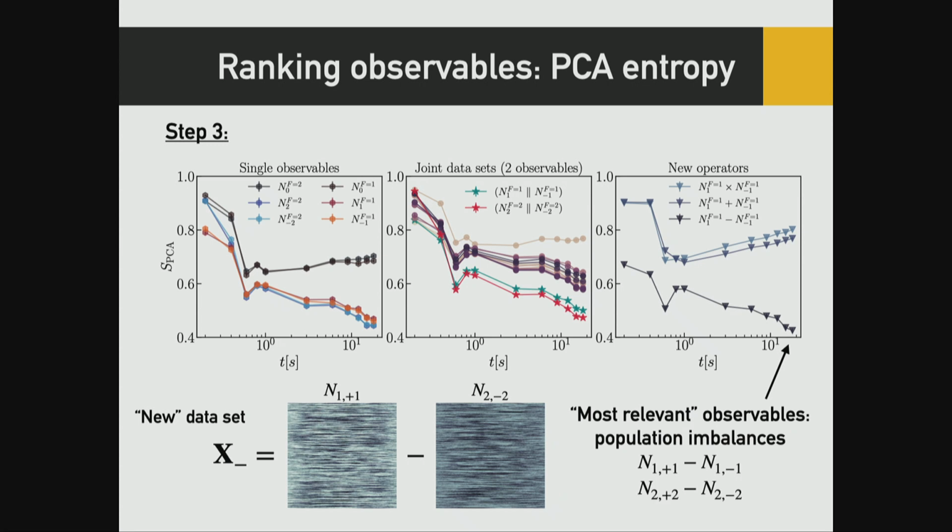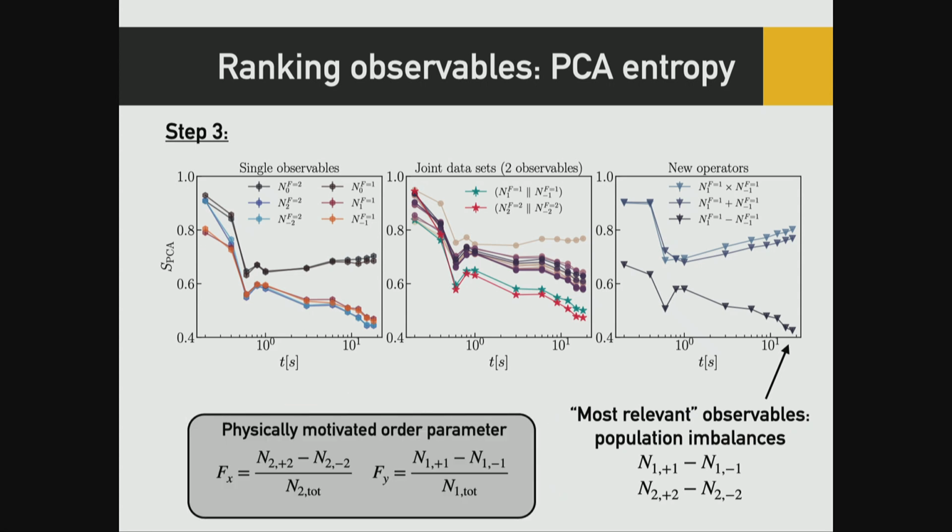So finally, once we have identified these pairs of relevant observables, we can go one step further and try to really define new operators that would be the most informative ones. So here I'm just showing you 3 particular combinations. And again, what we found is that the difference of these observables has a lower PCA entropy, and therefore we interpret it as more relevant, and that it's in perfect agreement with these physically motivated ansatz.